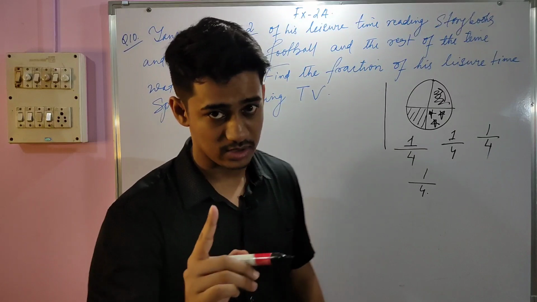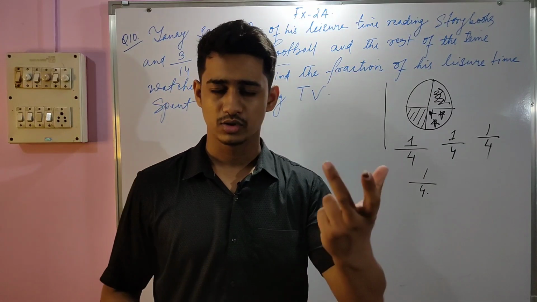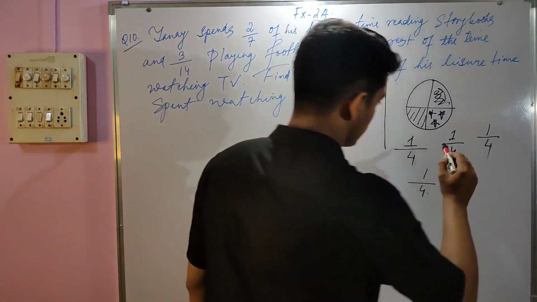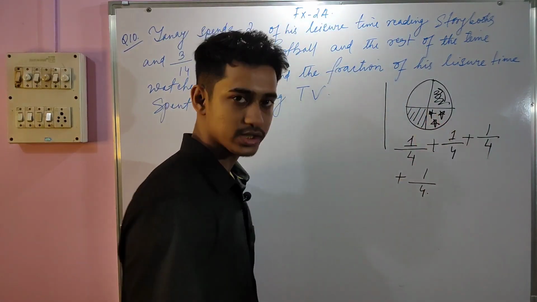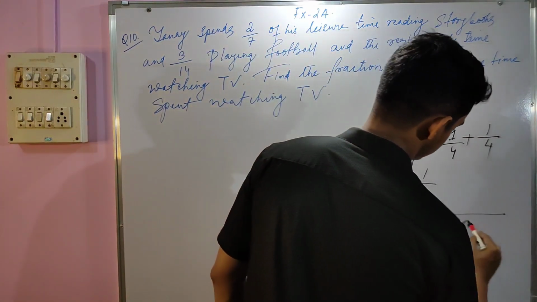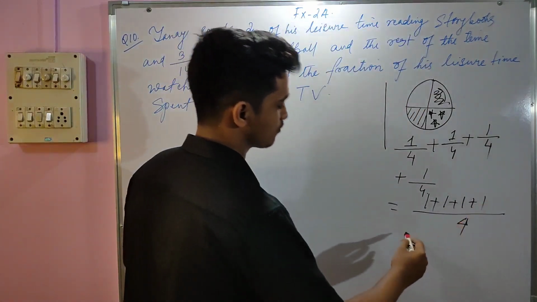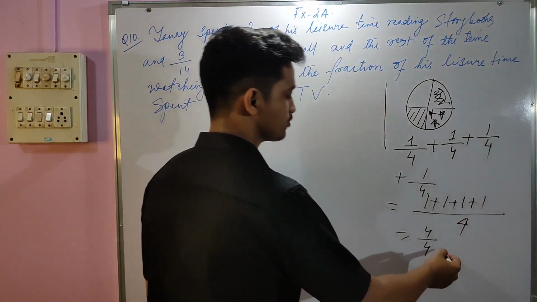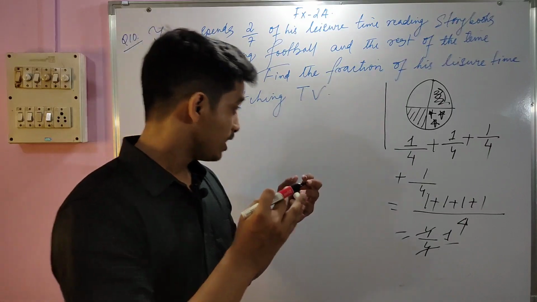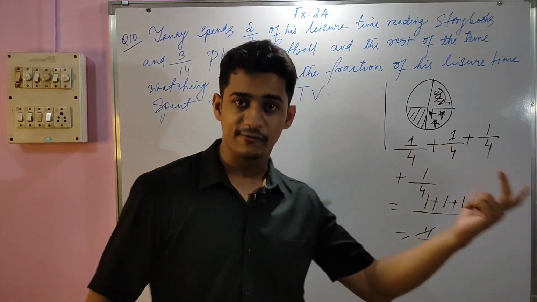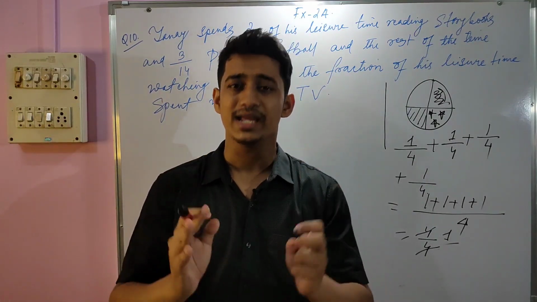Now see one thing. If I add all the 4 quantities, what will be the answer? All the 4 fractions are like fractions. So 1 plus 1 plus 1 plus 1, how many ones are there? 4 ones are there, so it is basically 4 by 4. And what is 4 by 4? That is 1. So what we have understood is, if I add all the fractions in a given condition, then the answer will be 1.